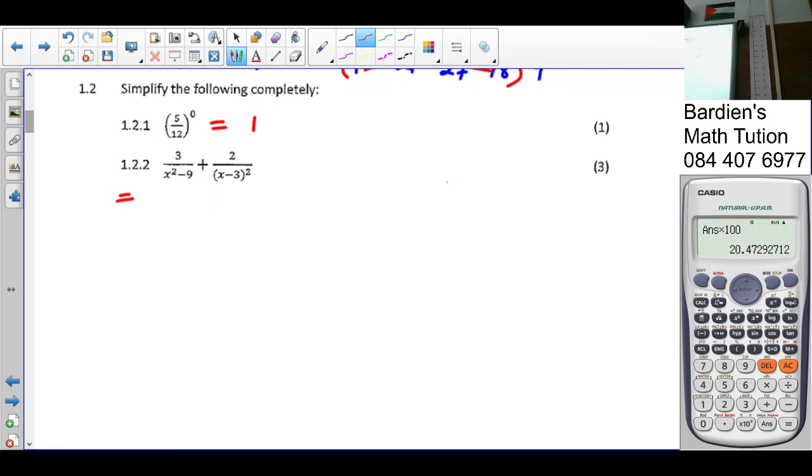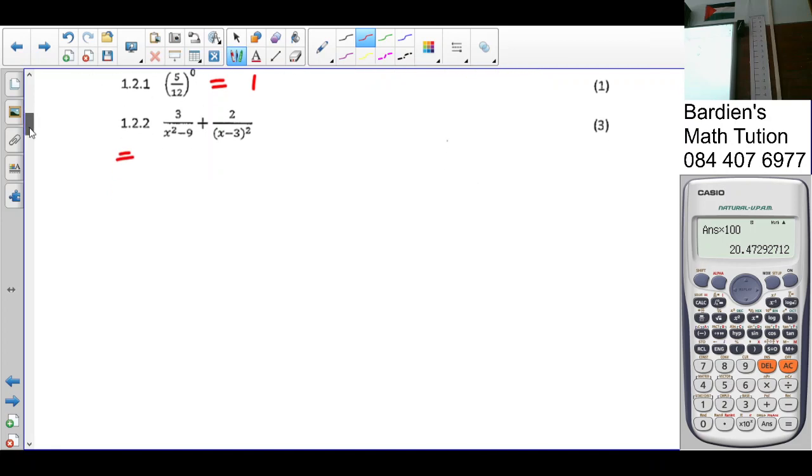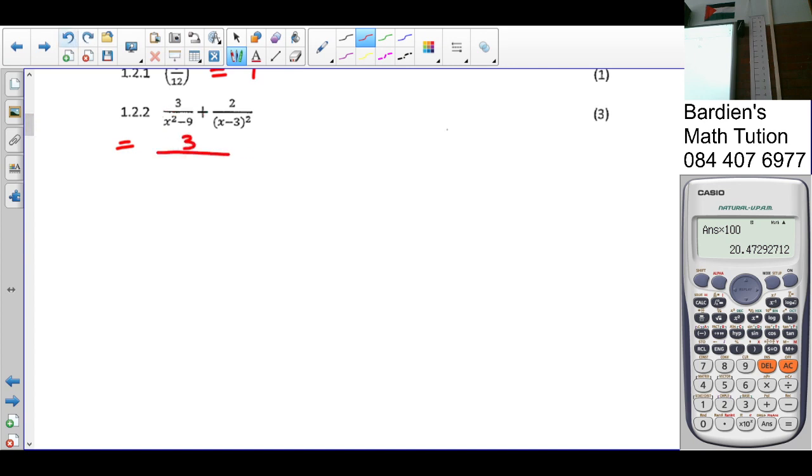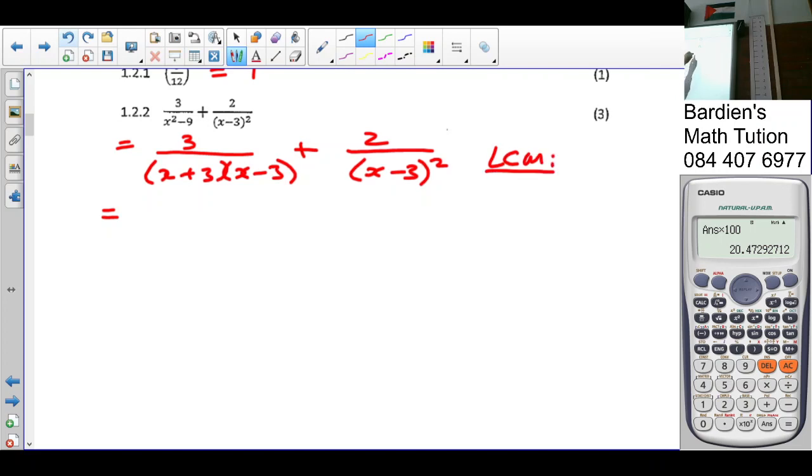The next one, what do we need to do first here? Sort out the denominator so that we can find an LCM. So it's 3 over... What can happen then? Difference of 2 squares. So it's x plus 3, x minus 3, plus 2 over x minus 3 squared. So what's my LCM here? x plus 3, x minus 3 squared. Why? Because of that squared.